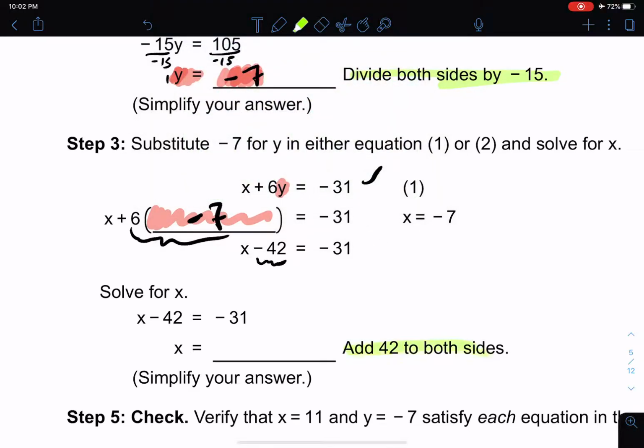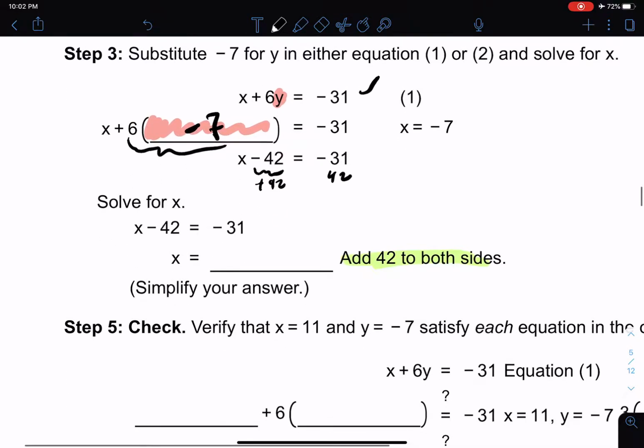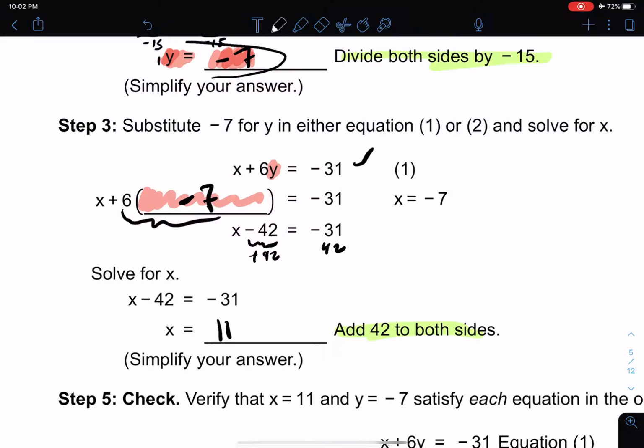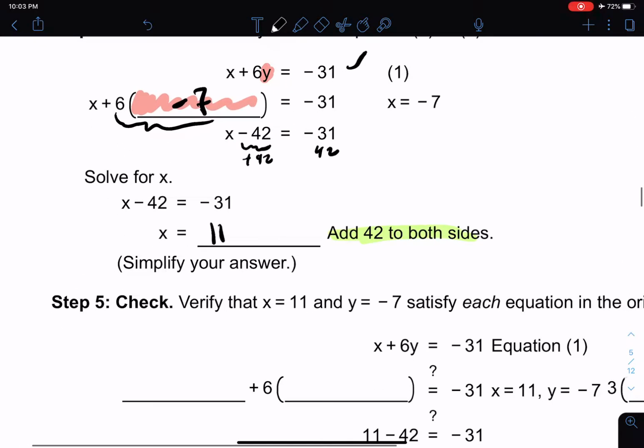And then once again, it's kind of spoon feeding us the steps here. So it says add 42 on both sides. Well, you see why, right? Because we're trying to solve for x. So we add 42 on both sides. And when we do that, we get our answer, x equals 11. So we got y equals negative 7 and x equals 11.